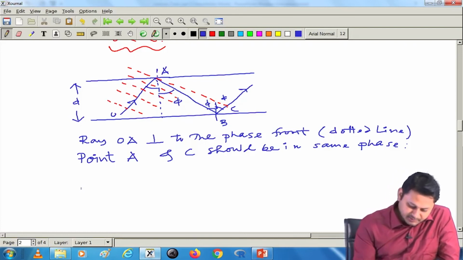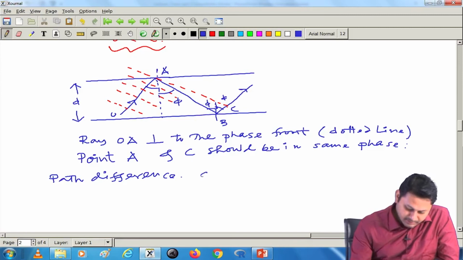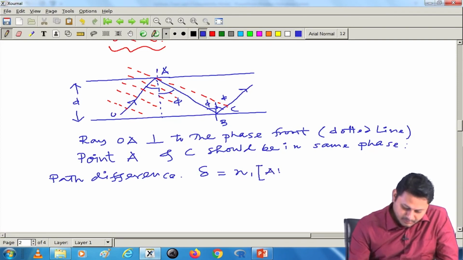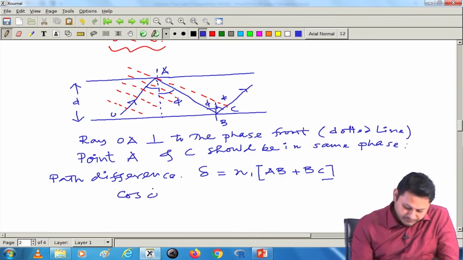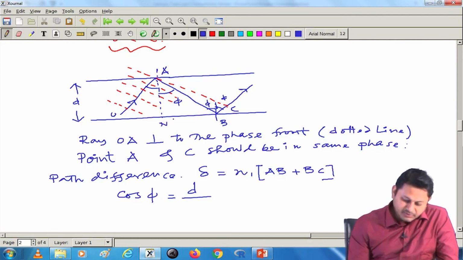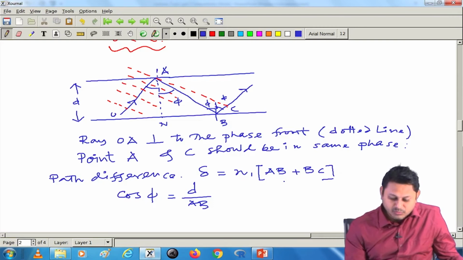So, what is the path difference? Path difference delta is equal to n1 (AB plus BC). So, if I write in terms of phi, it should be cos phi. We know, because this is d, so this A, say AN, so AN is d. So, I can write the cos phi in terms of d and this AB. So, it is AB. Next, AB is here. So, next we need to find out what is the AC.